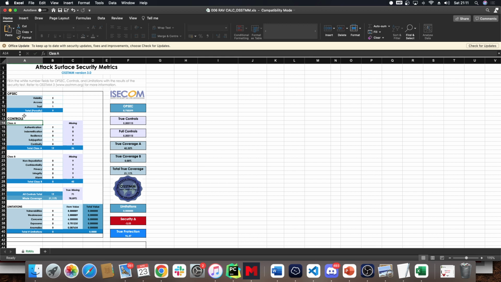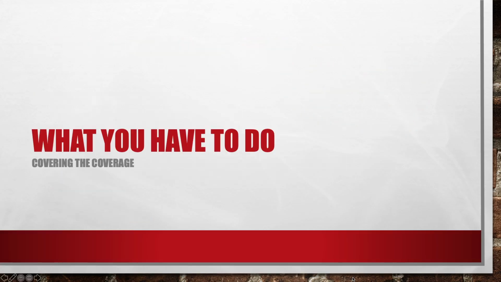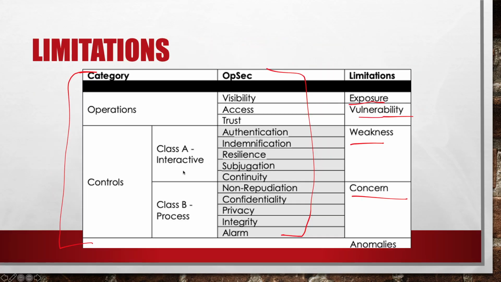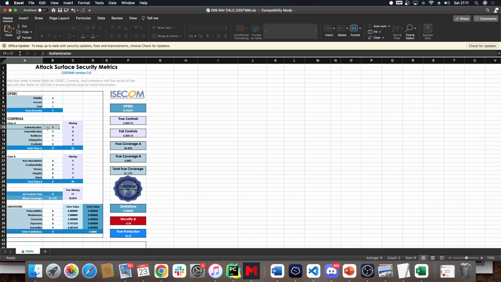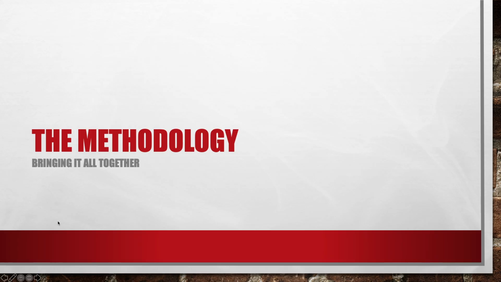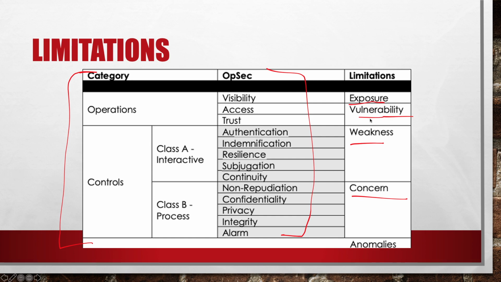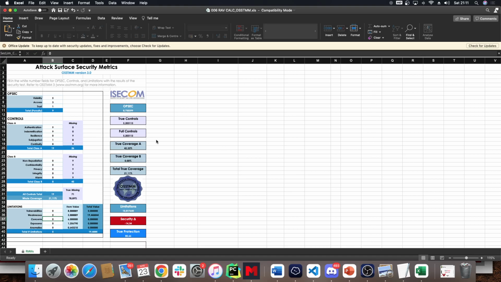From here. These are your class A controls. And remember, that is that table that I showed you guys right here, class A interactive. And that is also what I'm doing right here, interactive. And it's getting 9 pores right here. Class B, I also have to cover all 9 pores in here. I didn't cover anything. And then I can see how much I have covered and how much I am still missing. I can also fill in my limitations. So if I have limitations, remember back to our table, exposure, vulnerability, weakness, or concern, I can fill that in and it can take that into account as well.